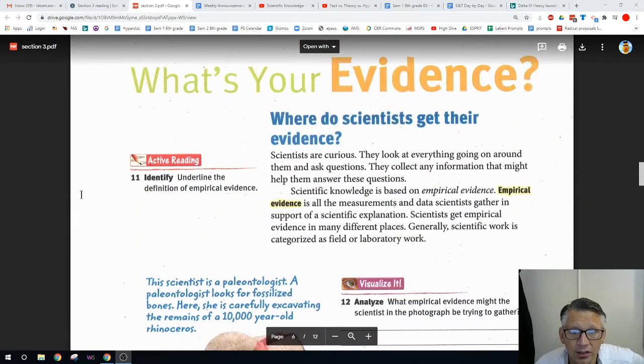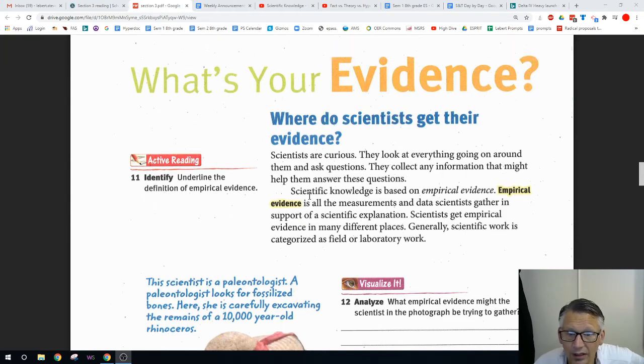It's your evidence. Where do scientists get their evidence? Scientists are curious. They look at everything going on around them and ask questions. They collect any information that might help them answer the question. Scientific knowledge is based on empirical evidence. Empirical evidence is all the measurements and data scientists gather in support of a scientific explanation.